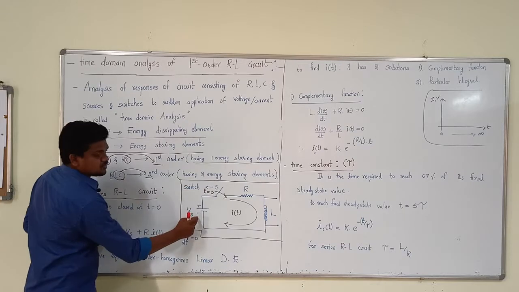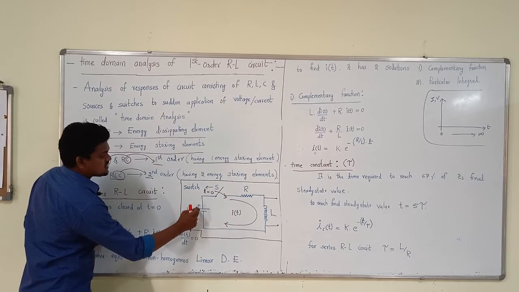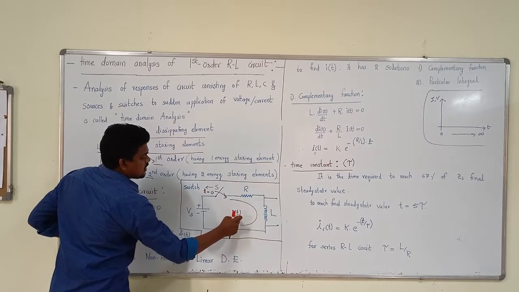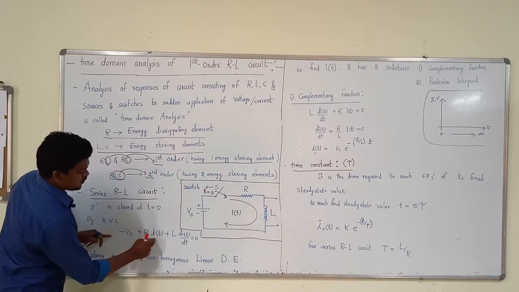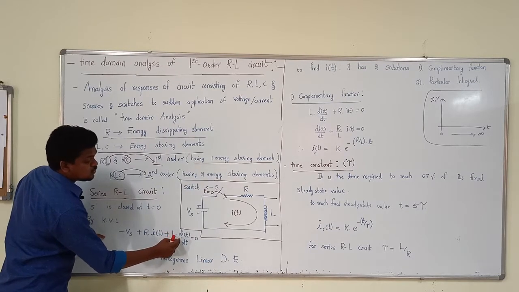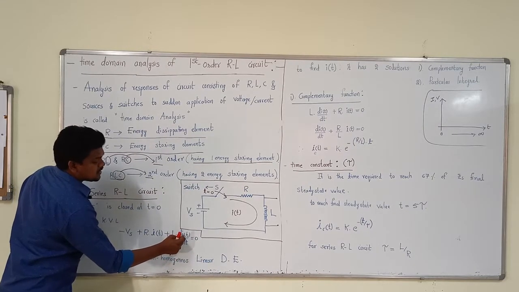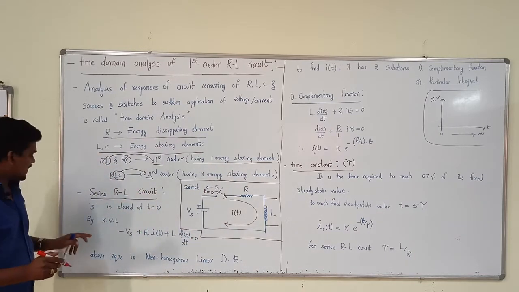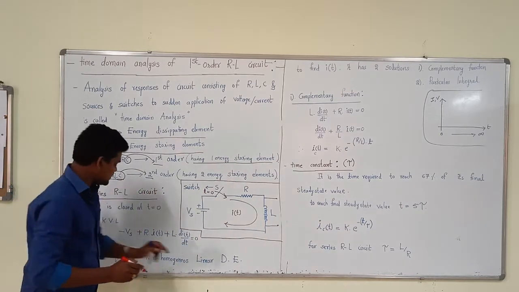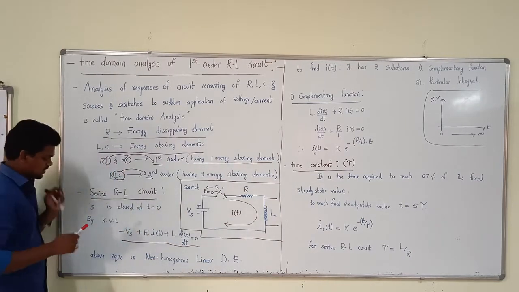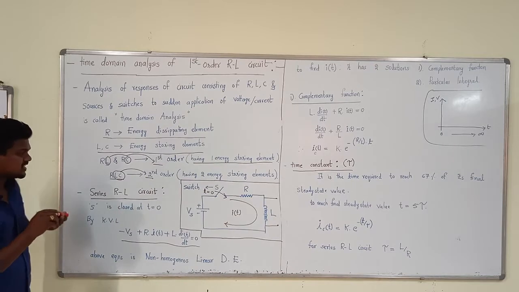So, the voltage of the source is minus Vs, and this is the closed path. The voltage across the resistor is R into I of t, and the voltage across the inductor, directly by the formula, is L into di by dt, where in place of I we write I of t. So, by applying the KVL we will get this equation.